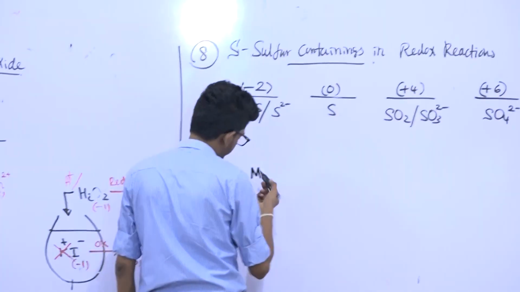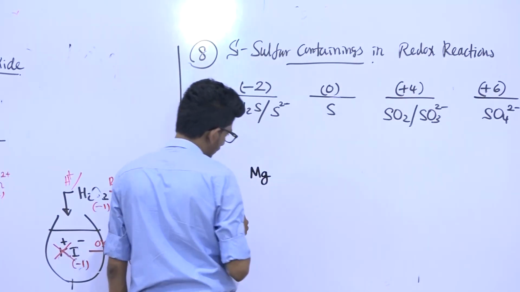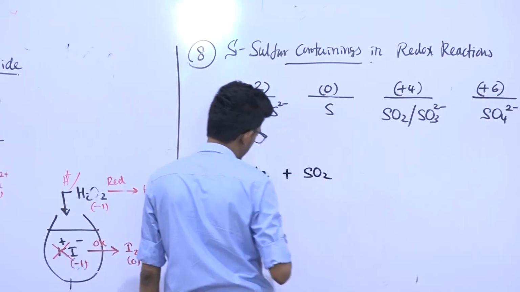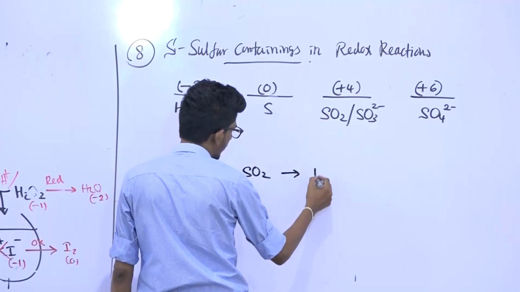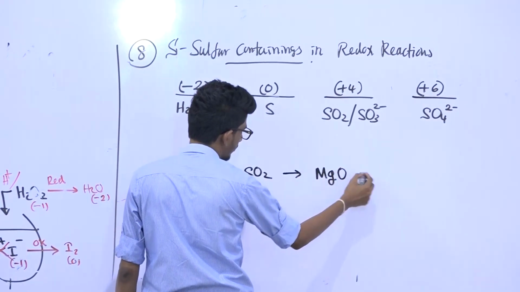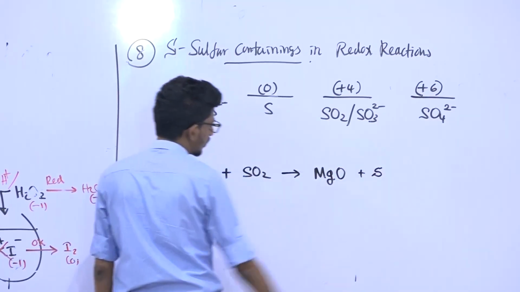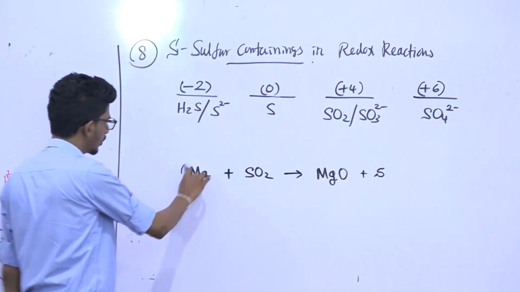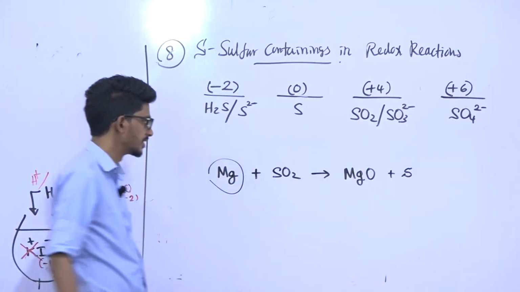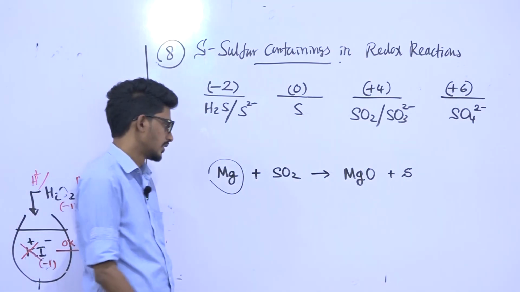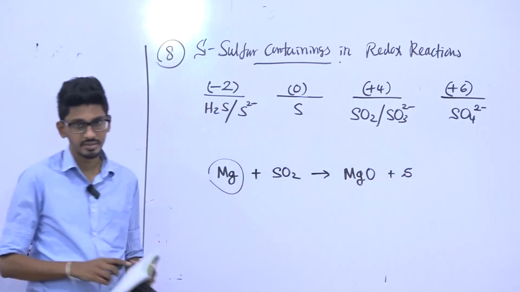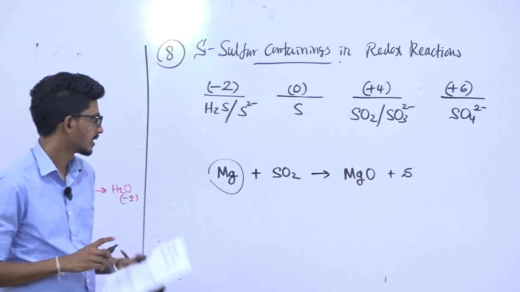magnesium with SO2. This reaction forms magnesium oxide and sulfur. This is the second reaction. S block elements are very strong reducing agents, so this reaction can be seen. I haven't balanced this one. These other reactions give sulfur reduction.